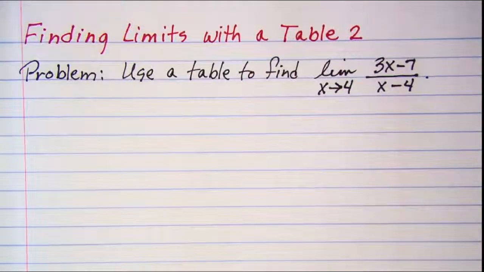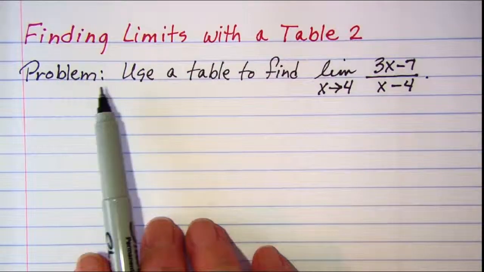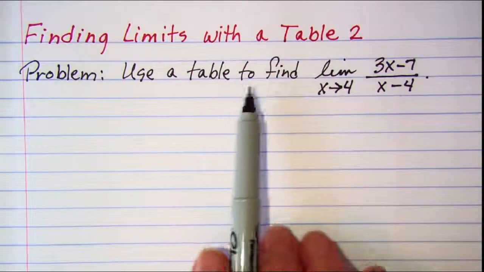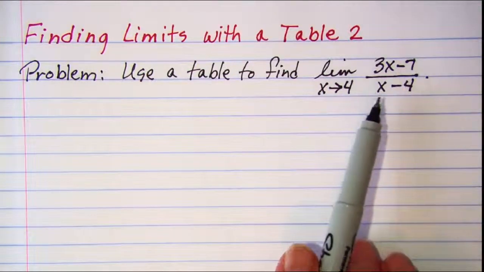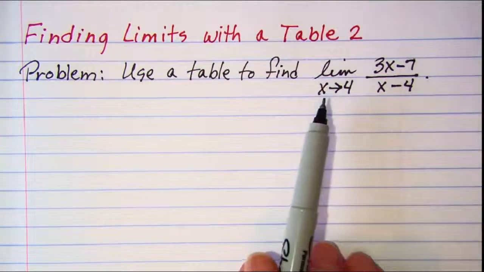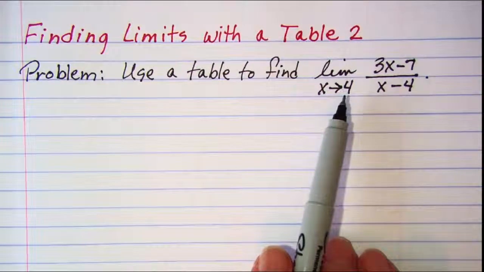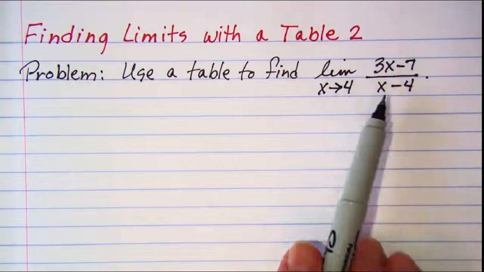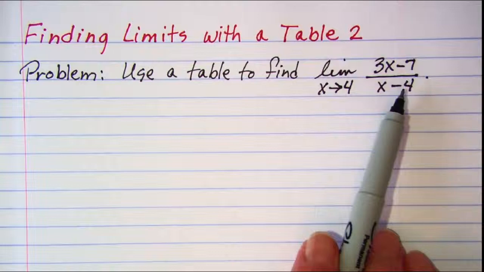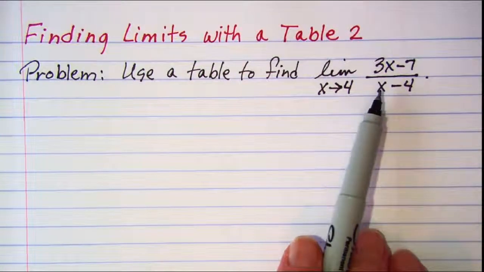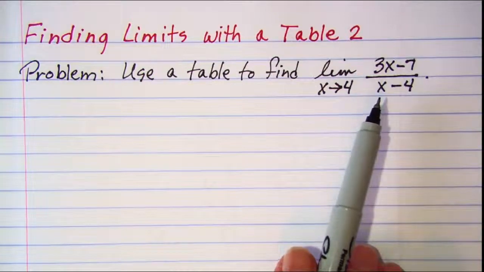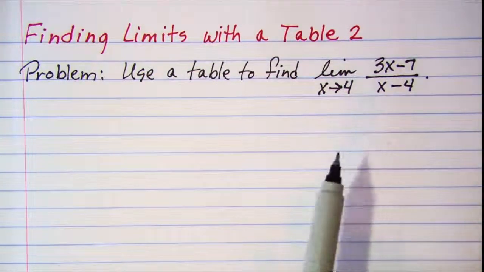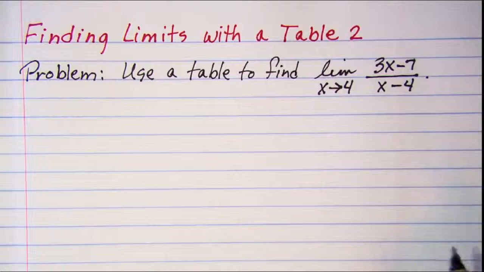In this video, we'll be finding limits with a table. Our problem that we'll be working with is use a table to find the limit of 3x minus 7 over x minus 4 as x approaches 4. Now notice that if we tried direct substitution, we'd have division by 0 when you put 4 in here for x. So we can't use direct substitution. So finding the limit using a table is another option.